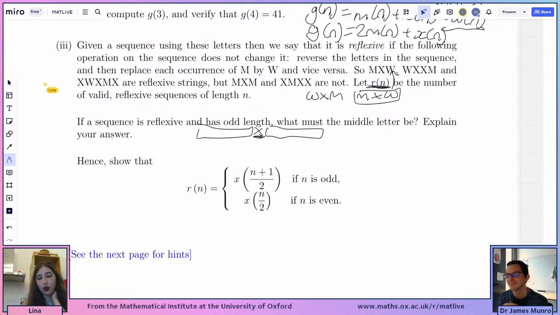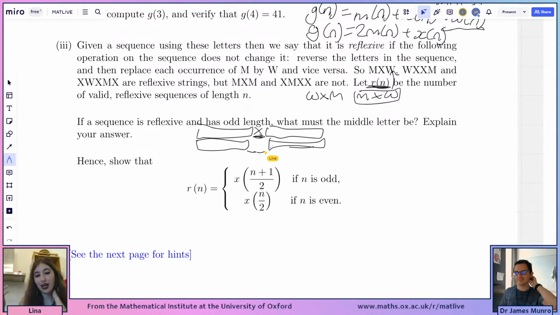So for an even sequence now, we look at the same two letters, the middle two letters now. So we're going to have these blocks at the side. And then we're going to want two letters.